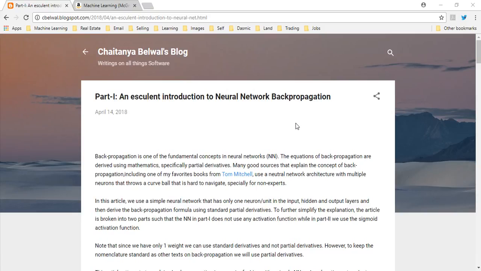In this video, I'm going to walk you through a derivation of a backpropagation equation using a very simple neural network. We're going to use an article I have on my blog. I will have a link to the blog in the description of this video. This is just a walkthrough of my blog, and I will explain how each of the equations is derived.